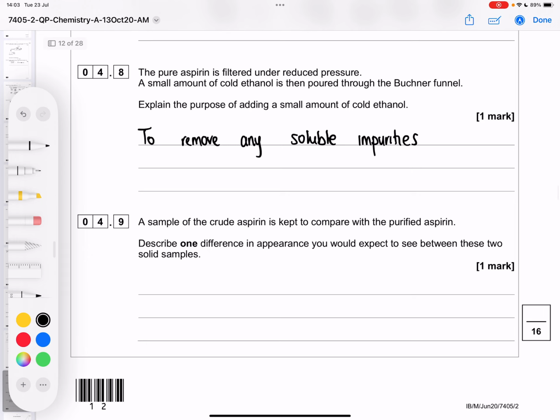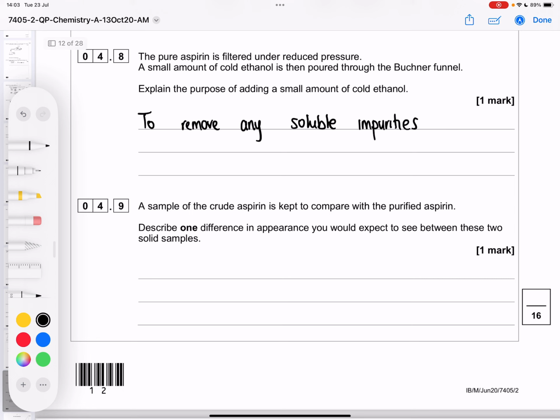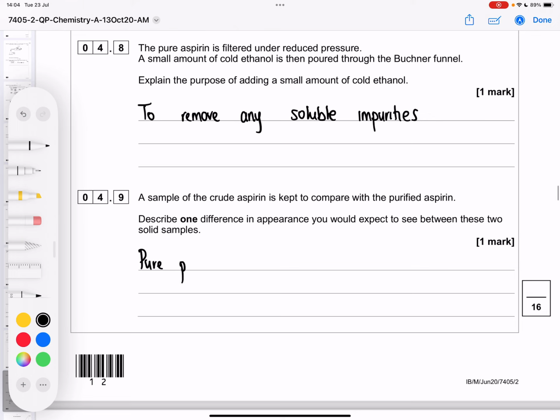A sample of crude aspirin is kept to compare with the purified aspirin. Describe one difference in appearance you would expect to see between these two samples. So it tends to be that our pure product has larger, more needle-like, whiter crystals. So any one of those three would probably get you the mark.